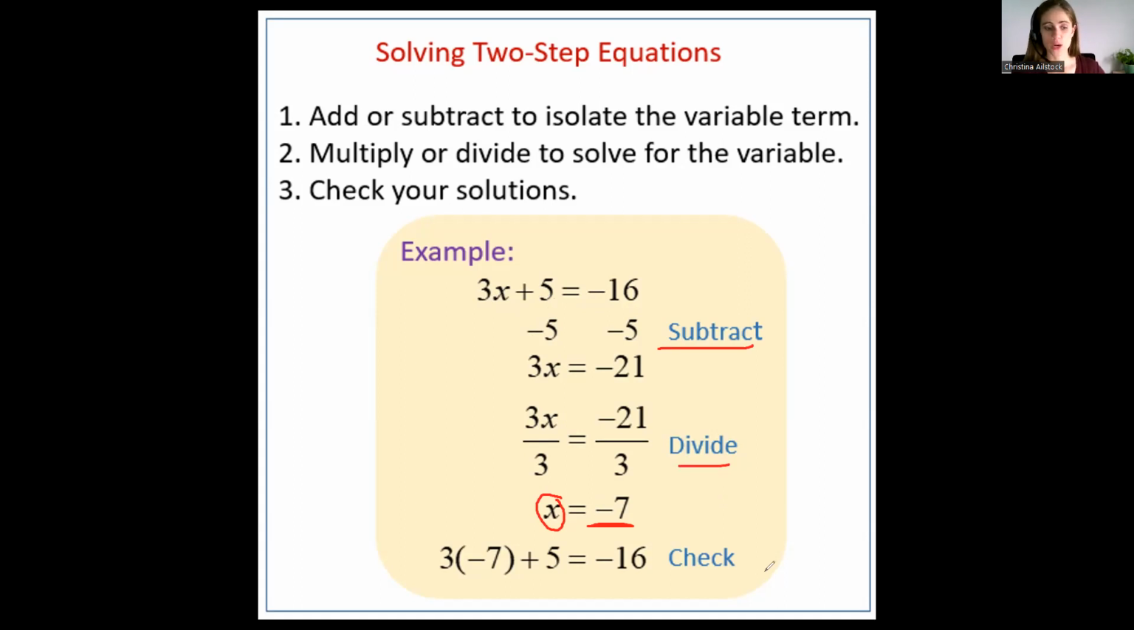And then the beautiful thing with equations is you can always plug it back in. We can substitute -7 in for x into the original equation, and that will allow us to double check our work. All right, now let's hop on over to IXL so you can see a few examples actually worked out step by step.